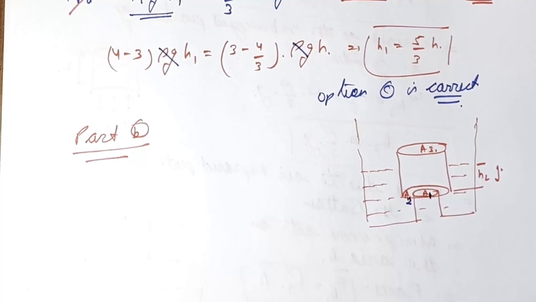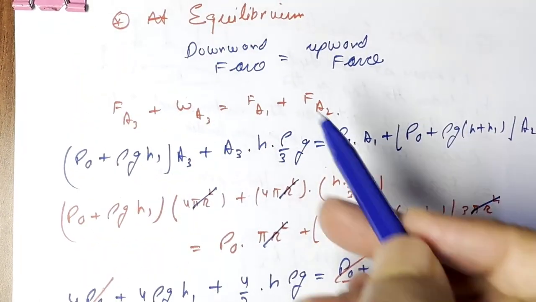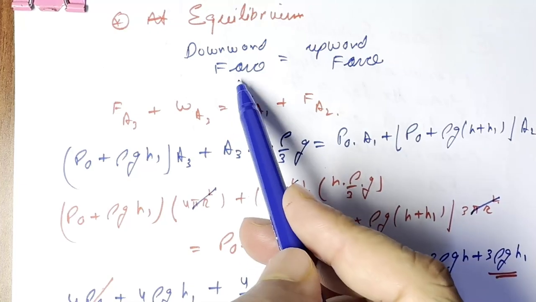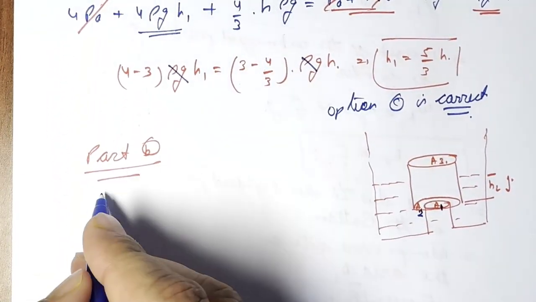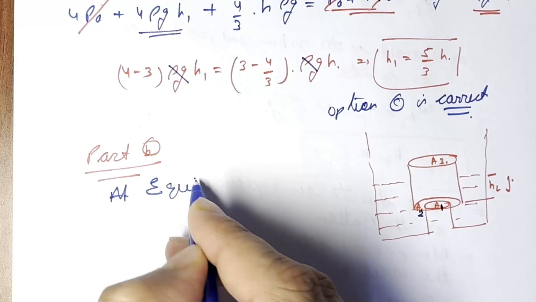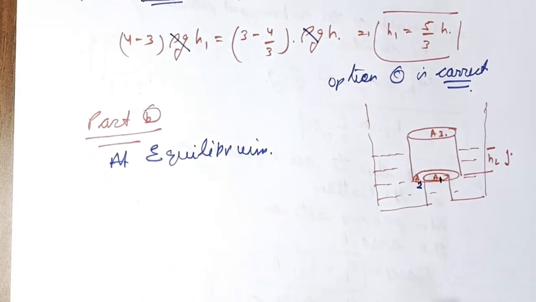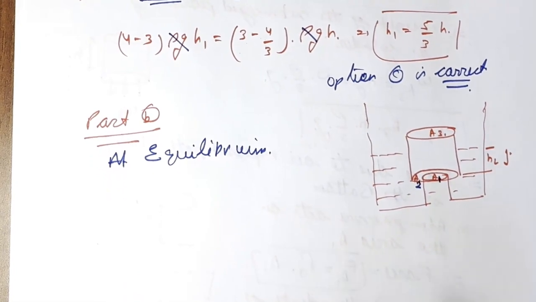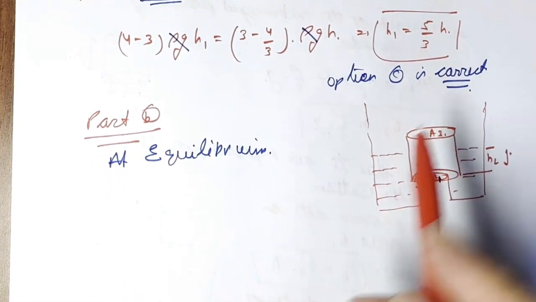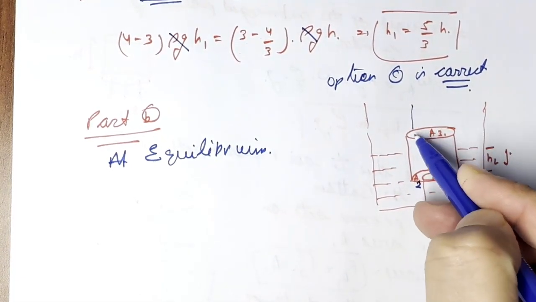So we can write the equation similarly. I'm going to start directly from here. At equilibrium, downward force will be equal to upward force. We can say at equilibrium there will be only atmospheric pressure that will be associated with A3.